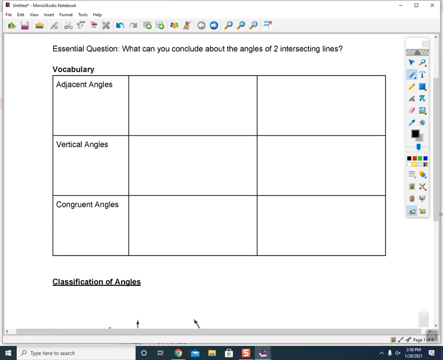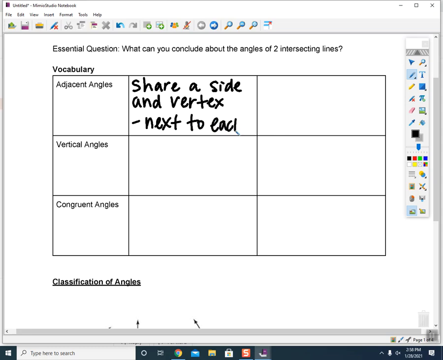So adjacent angles have two things in common. They share a side and a vertex. Something else you can think of is that they're next to each other. Another thing that I've thought of is when I think of adjacent, I hear the word joined in there. So adjacent means that they're joined.